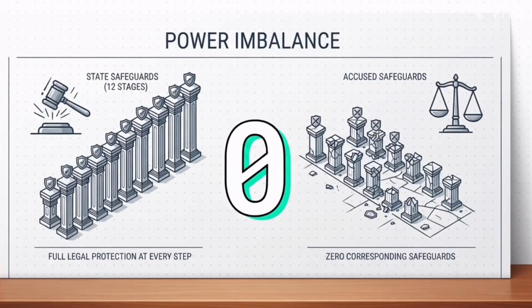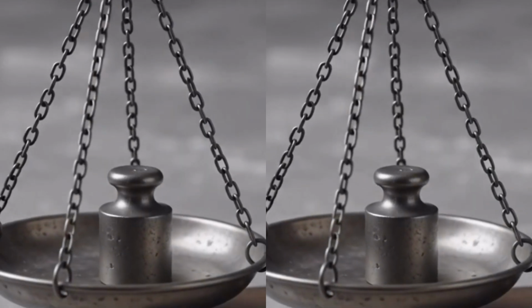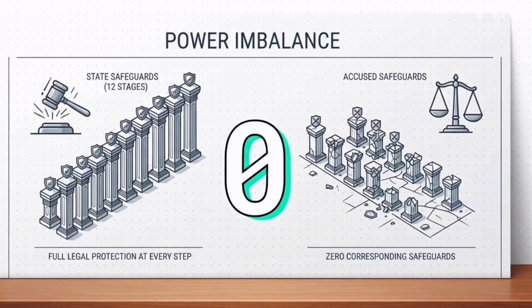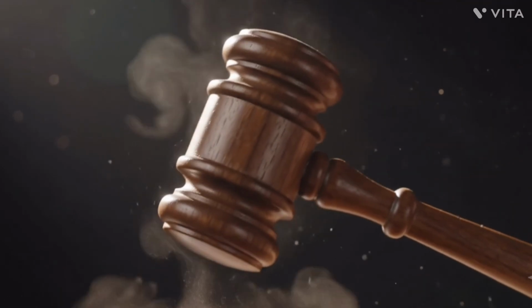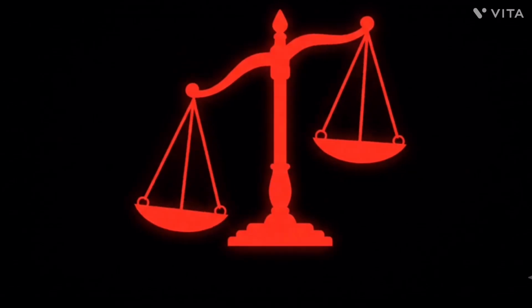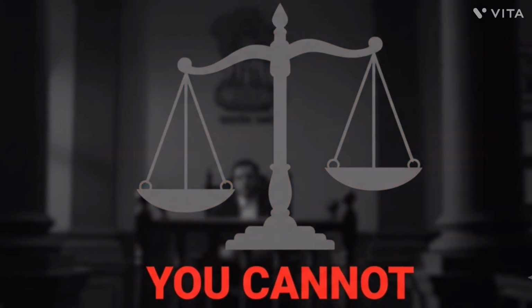And to put that vulnerability into perspective, zero. According to the petition, across the 12 distinct stages of a criminal investigation, there is a legal safeguard in place for the state at every single step. But for the accused, zero. There are no corresponding safeguards to ensure the science being used against them is actually accurate. The state wields infinite forensic power, while the individual holds absolutely none.